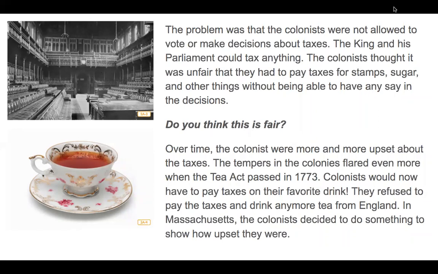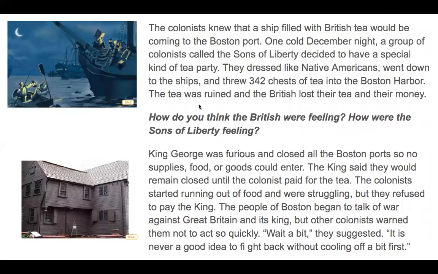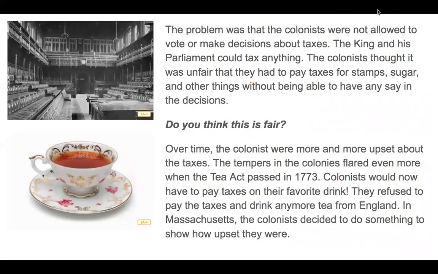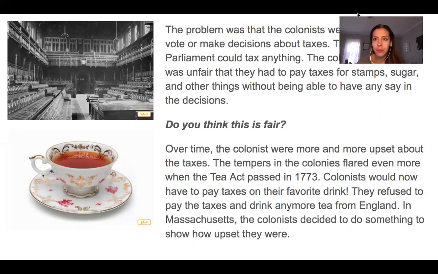The problem was that colonists were not allowed to vote or make decisions about taxes. The king and his parliament could tax anything. The colonists thought that it was unfair that they had to pay taxes for stamps, sugar, and other things without being able to have a say in any of the decisions.